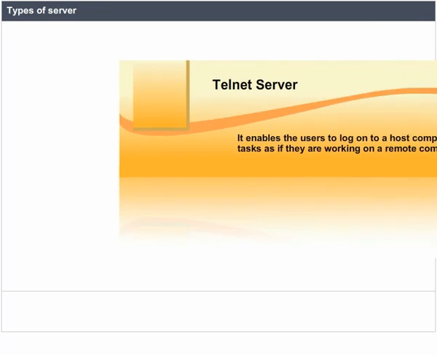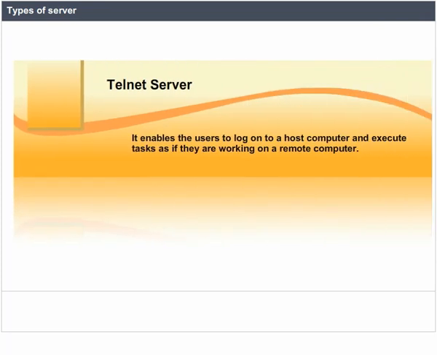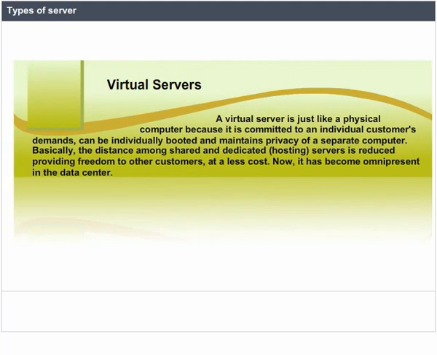It enables the users to log on to a host computer and execute tasks as if they are working on a remote computer. Virtual servers. A virtual server is just like a physical computer because it is committed to an individual customer's needs, can be individually booted, and maintains privacy of a separate computer. Basically, the distance between shared and dedicated hosting services is reduced, providing freedom to other customers at a lower cost. Now it has become omnipresent in the data center.